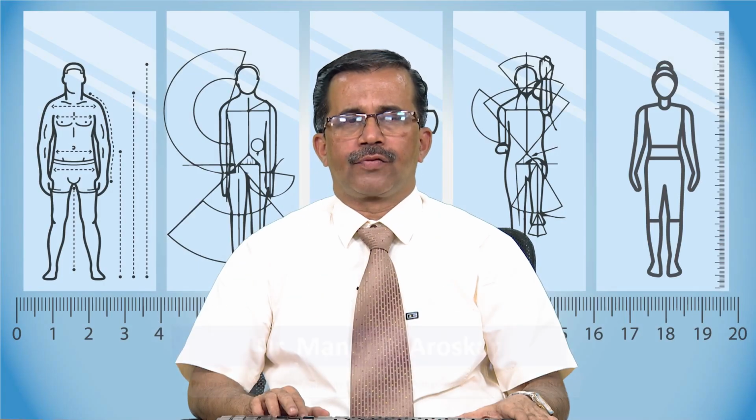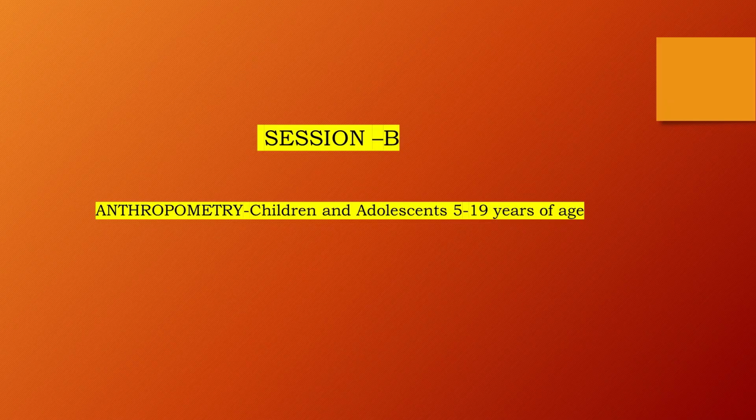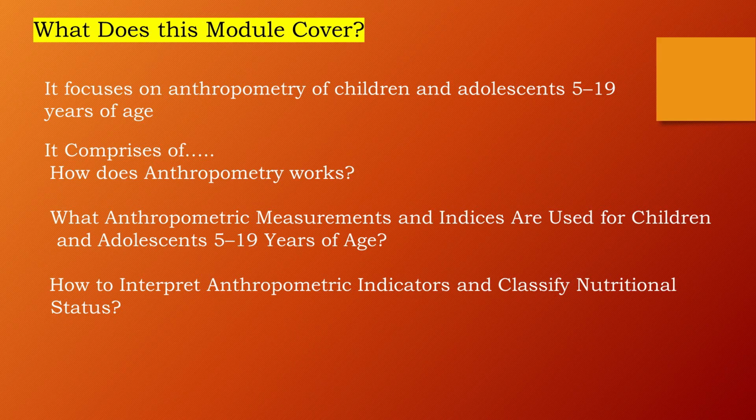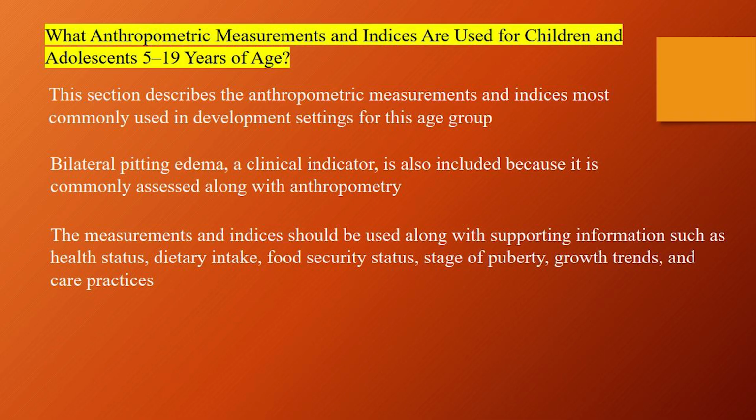We will begin with the second session of this particular module. In the second part of this module, what we are going to discuss is how anthropometry works to assess, and second, what anthropometric measurements and indices are used for the children and adolescents of the age group of 5 to 19 years to assess these particular problems. And then lastly, we have to see what are those tools or indices which would help to interpret and assess these problems.